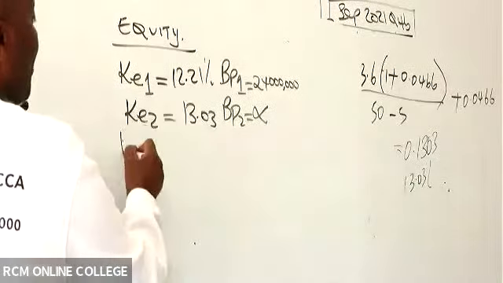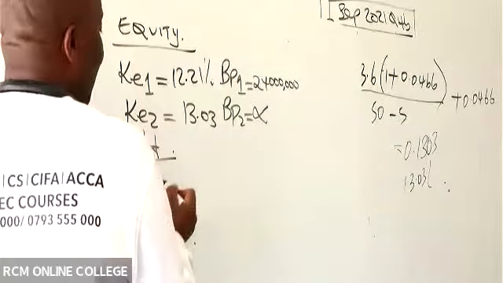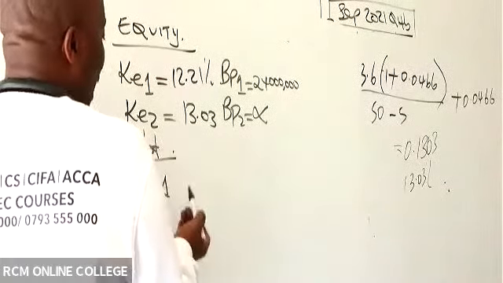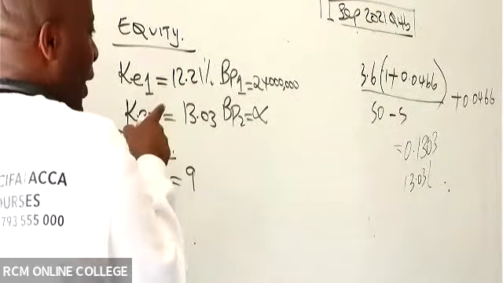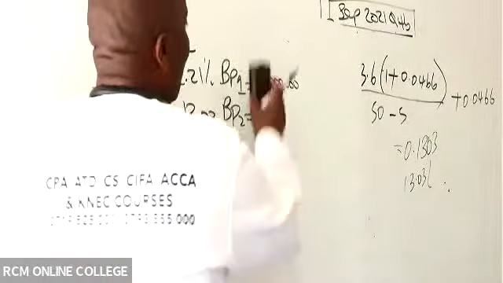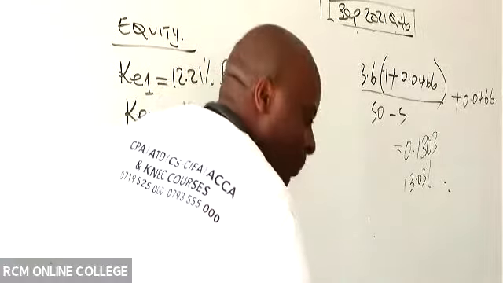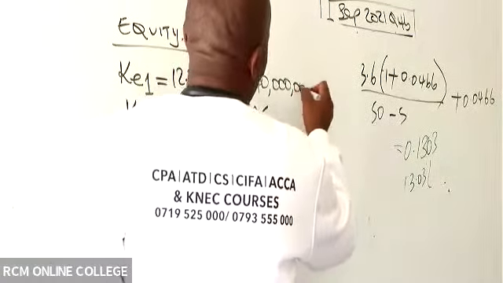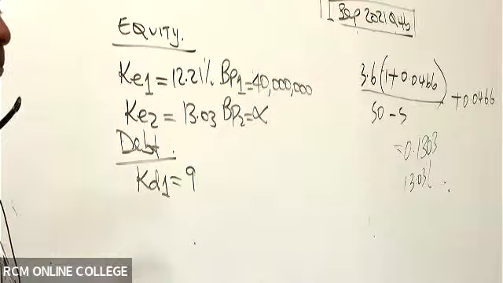And then you go to debt, my good students. So debt, if I remember very well, we just had one KD. And it came to 9 point. Oh, this figure is wrong. Who gave me 24 million? 24 million is the retained earnings. I want the breakpoint. Breakpoint is 40 million. Thank you so much for that correction.